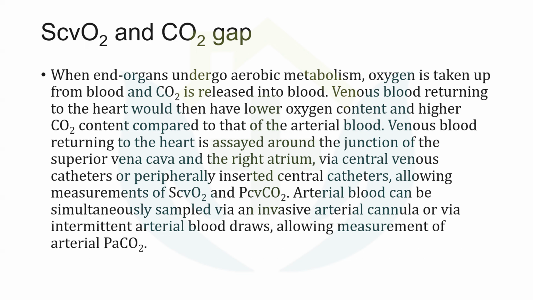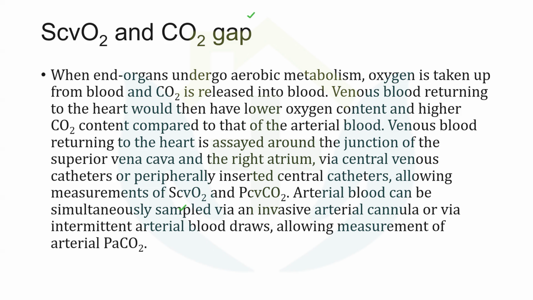Now, what is ScvO2 and CO2 gap? That is another thing we should know. When end organs undergo metabolism, oxygen is taken up from the blood and carbon dioxide is released into the blood, as we all know. Now, venous blood returning to the heart would then have a lower oxygen content and higher carbon dioxide content compared to the arterial blood, from very basic biology. Venous blood returning to the heart is assessed around the junction of the superior vena cava and right atrium.